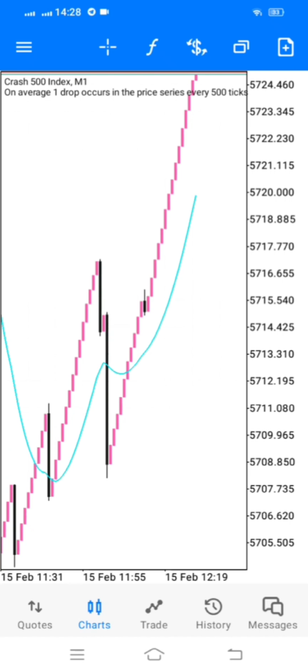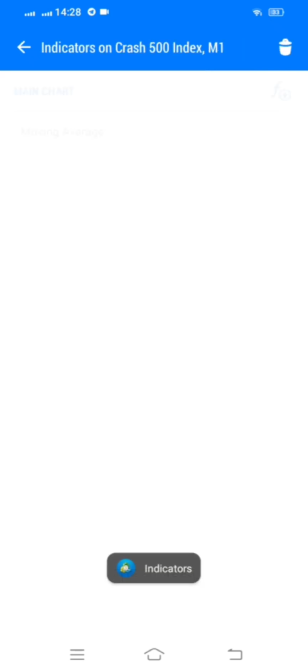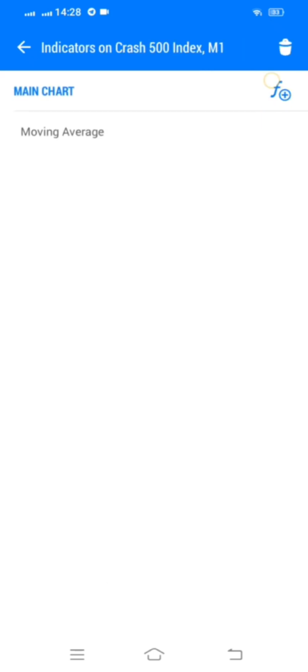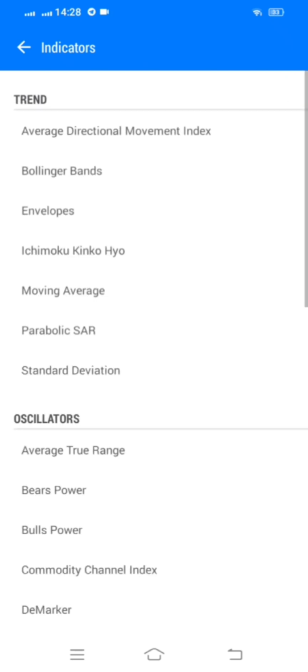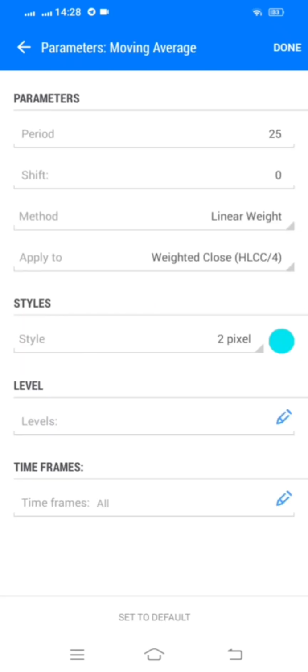So we're going to go ahead and load a second moving average. So we're going to click on this F icon again over there, okay, and we're going to click on main chart again, the F plus on our right hand side. So we click F plus and we're going to click on moving average again.